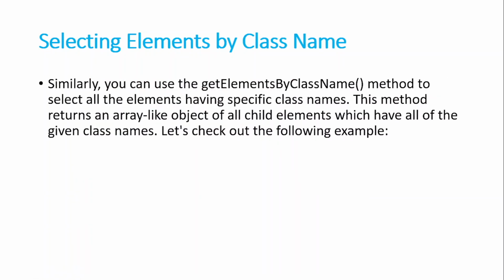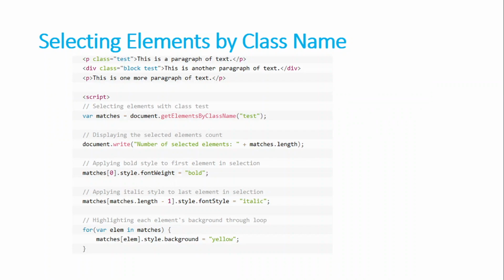Similarly, we have another method which is getElementsByClassName, which selects all the elements having specific class names. So if we want to select elements which have the same class, at that time we'll be using this getElementsByClassName method. This method returns an array-like object of all child elements which have all of the given class names. Let's check out the example.